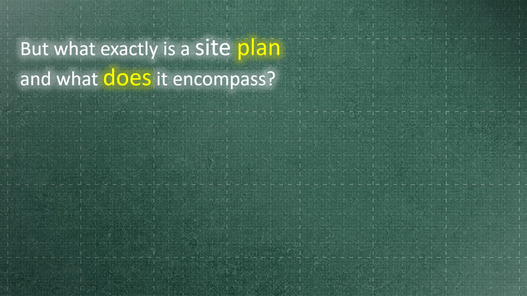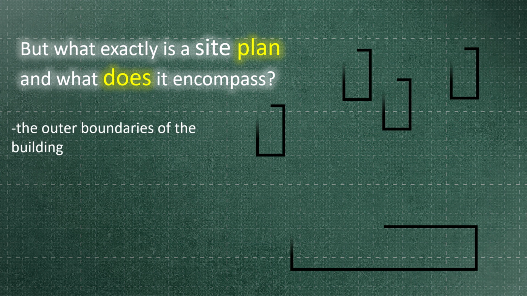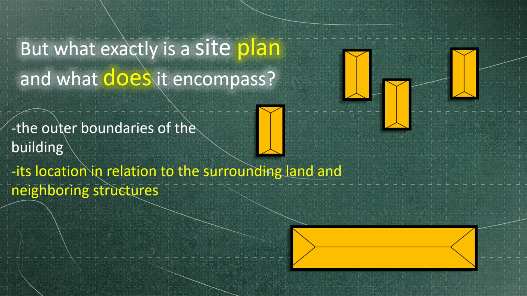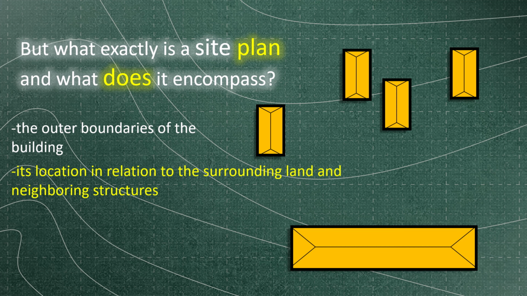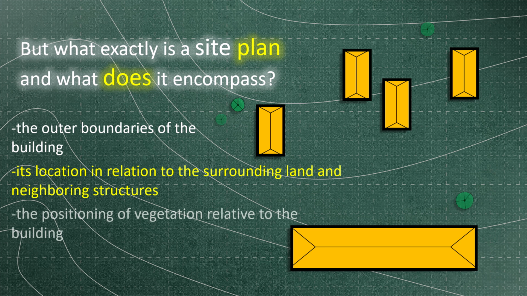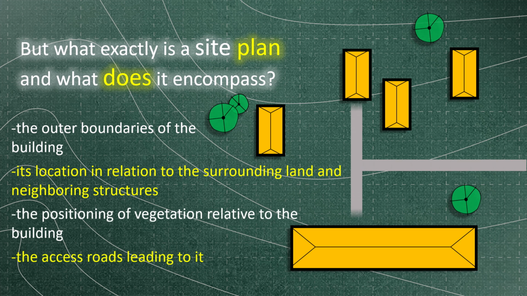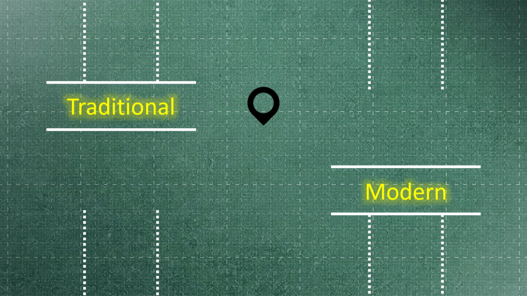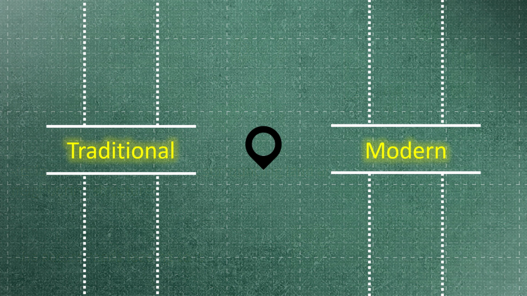Site plans are detailed maps that illustrate the outer boundaries of the building, its location in relation to the surrounding land and neighboring structures, the positioning of vegetation relative to the building, and the access roads leading to it. With site plans, we can accurately represent all these elements on our property. For this, we have two methods of locating, traditional and modern.